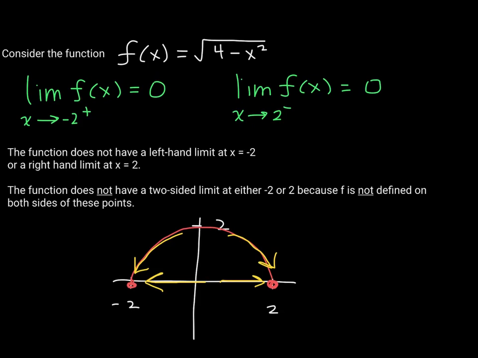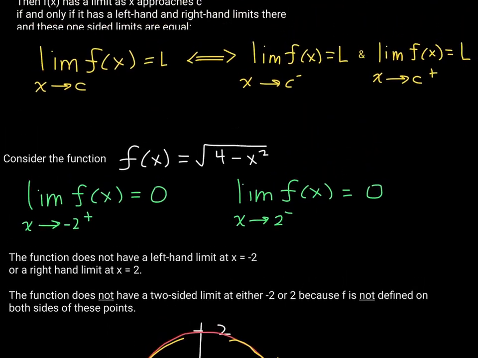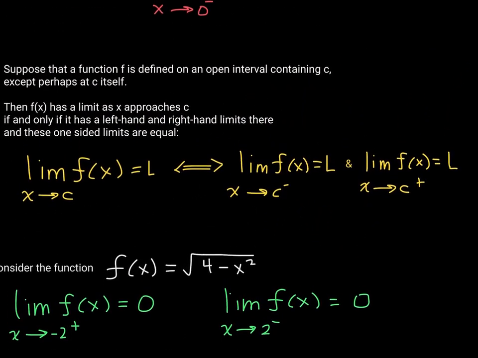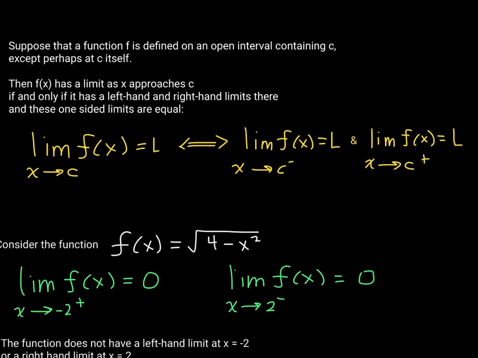Now, I must be clear about something. I'm going to scroll back up to our previous definition. Here it is. This definition here, we said that this is a two-sided limit. And this two-sided limit exists, and it is L, if we can show that the one-sided limits, as x approaches c from the left and as x approaches c from the right, are both L.